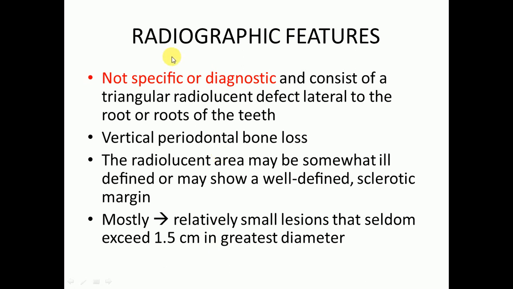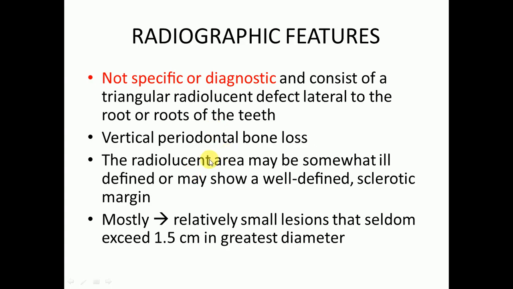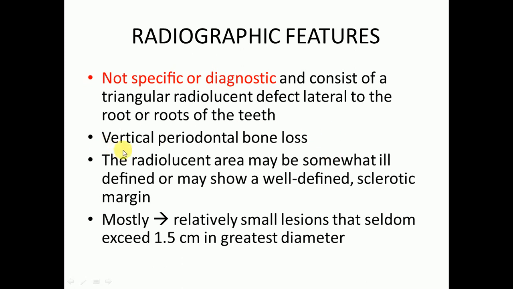If you talk about radiographic features, they are not specific or diagnostic, and consist of a triangular radiolucent defect lateral to the root or roots of the teeth, as shown here. Here you can see the lateral incisor, and this is the premolar. You can see a radiolucent area here, but remember, this is not diagnostic or specific to the squamous odontogenic tumors. So there will be vertical periodontal bone loss, and that is why there will be mobility of the tooth or teeth.